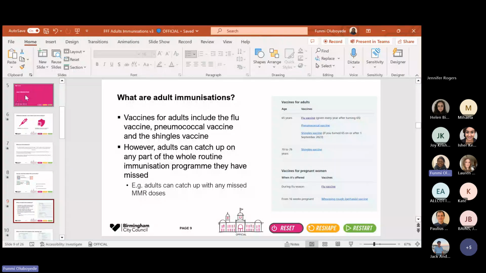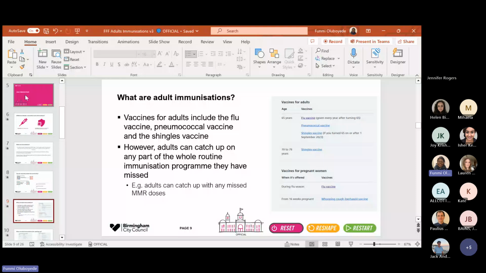And you have a chart there on the right side of the slide, which talks about the various ages of adults and when they get vaccines. So from 65 years and over, they're entitled to flu vaccination, pneumococcal vaccine, and shingles vaccine. And the shingles vaccine program changed last September, and the ages are being reduced.